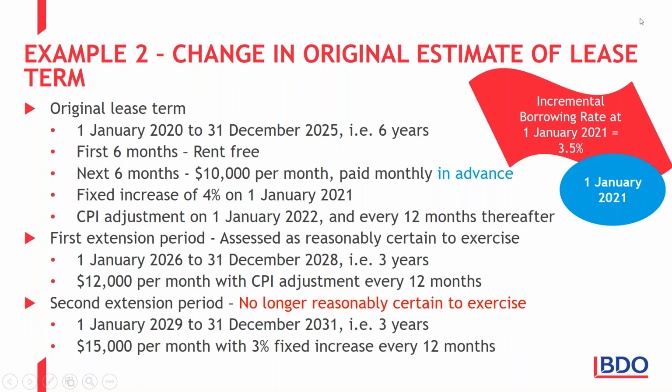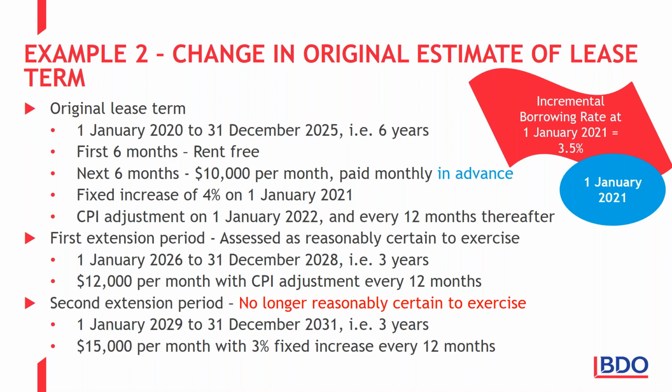So in our examples, I thought I'll build on to the one that we've had earlier. In this example, I use the same information as in example 1, but I'm now changing our original estimate of the lease term. On the 1st of January 2021, so this blue circle, I'm saying that the second extension period is no longer reasonably certain that we're going to exercise that option. So where we originally had the lease term to be 12 years, the lease term is now going to be 9 years.